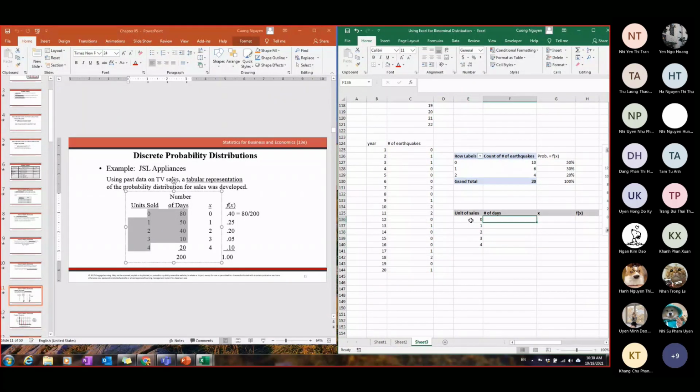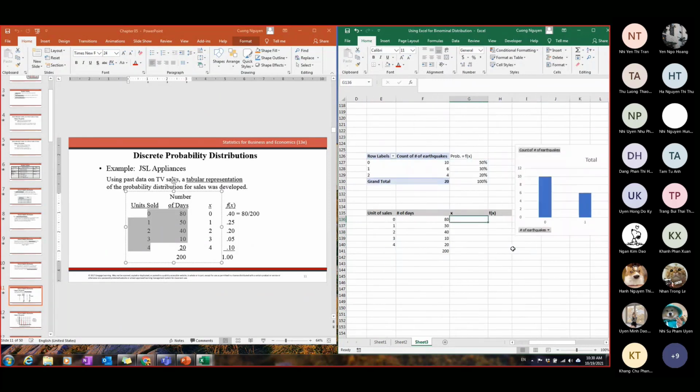For example, if they collect the data and they say over 200 days, 80 days we can sell 0, nothing. 50 days we sell about 1. 40 days we sell 2 TVs. 10 days we sell 3 TVs, and 20 days in 200 days we sell 4 TVs. And that means the x value associated with this result could be from 0 to 4, of course.